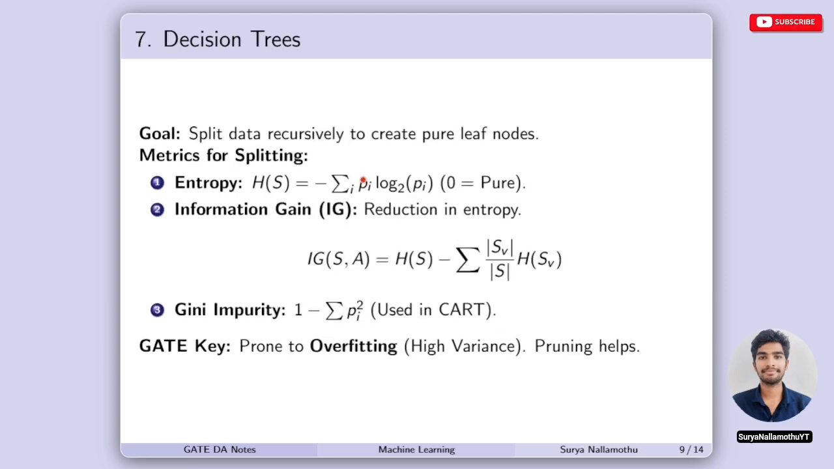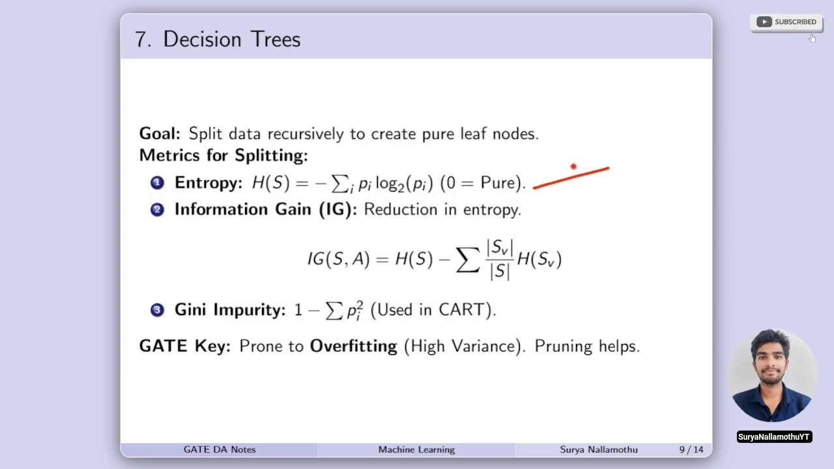Next, decision trees. The decision tree goal is to split data recursively to create pure leaf nodes. Next is the metrics for splitting, which is entropy. H(S) is minus the summation of p_i log p_i. Zero means a pure node. This is the formula for entropy.